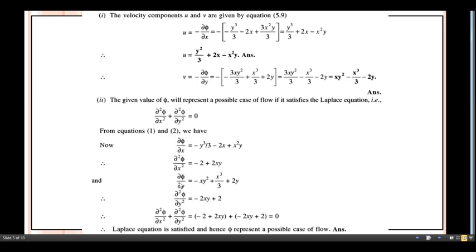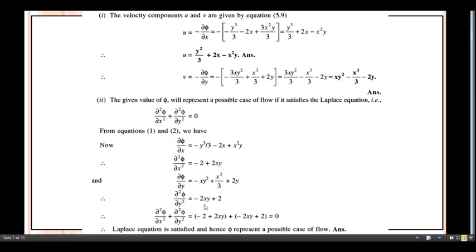Now what about the next one? ∂φ/∂y. This term we have already analyzed here. Just substitute this term here and differentiate it once again with respect to y.